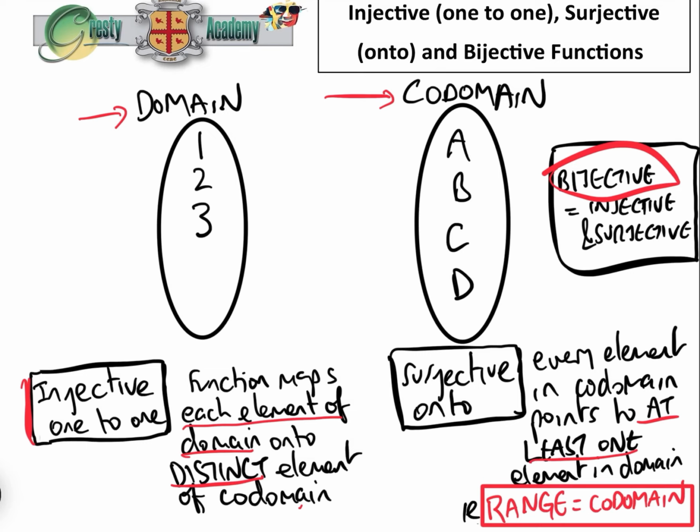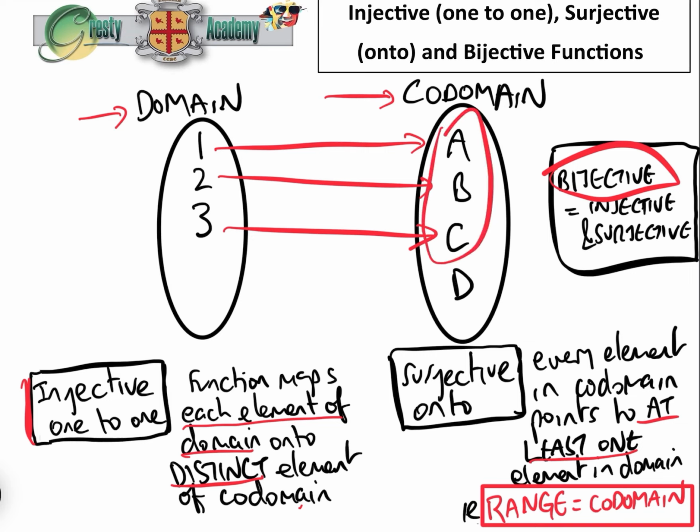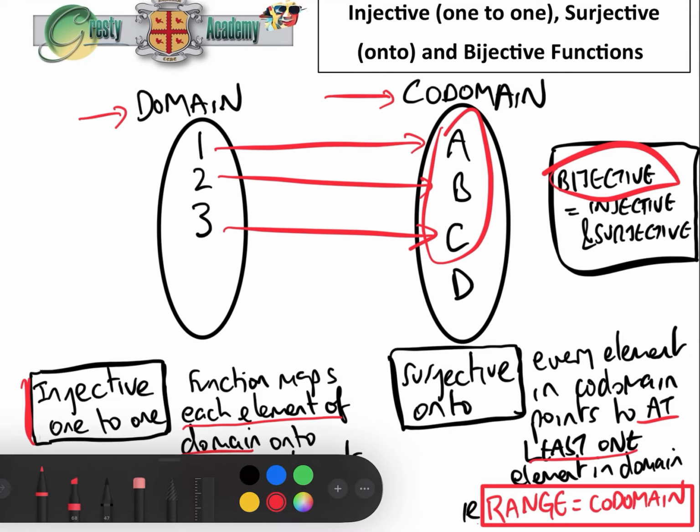Okay, so let's give a couple of examples just to clarify this. Let's imagine we have a function which maps 1 to A, 2 to B, and 3 to C. This is injective because every single element of the domain is mapped onto a distinct element of the codomain. It is not surjective because the range of this function is A, B, and C, but the codomain is A, B, C, and D, so the range does not equal the codomain.